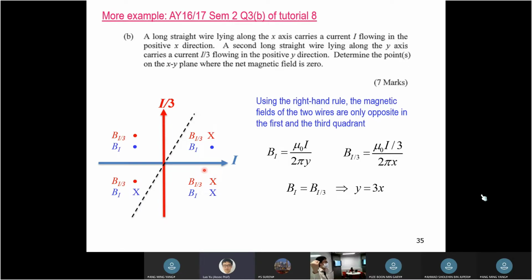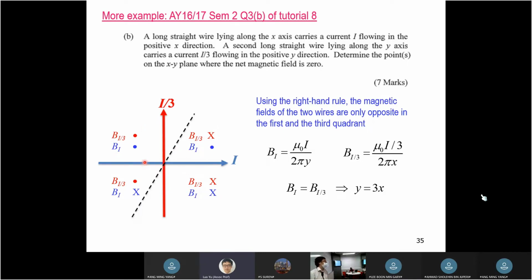Let's first apply our right hand to the horizontal wire. In the first and second quadrants, above the horizontal axis, I have my field BI out of the page. At the bottom, BI should point into the page. This is for this blue BI. Then for BI over 3, our right hand should be applied this way. On the left, quadrant 2 and quadrant 3, this red BI over 3 is out of the page. On the right, first and fourth quadrants, it is into the page.